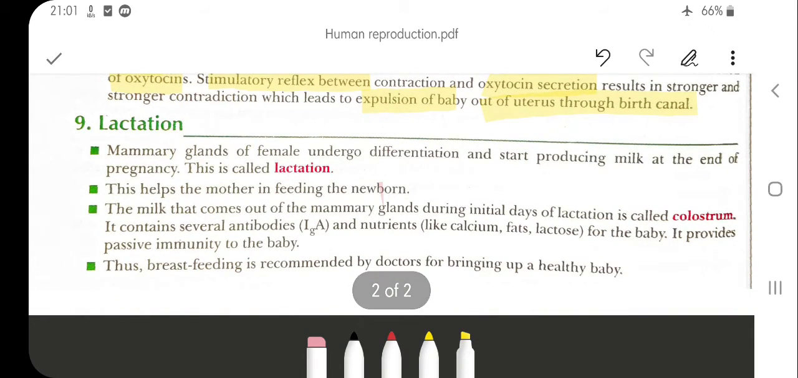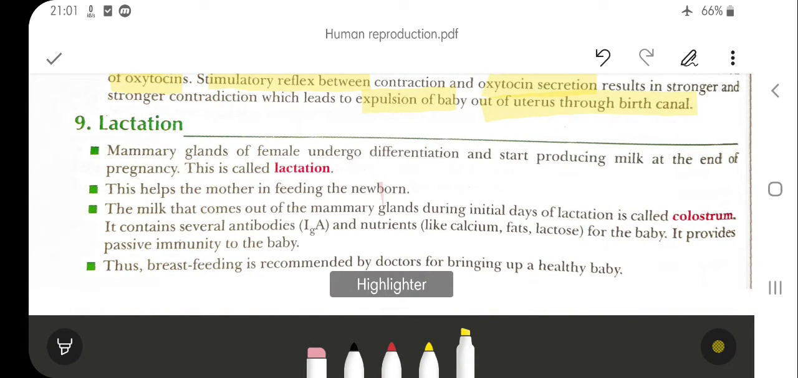The next is lactation. The mammary glands of the female undergo differentiation and start producing milk. When the mammary glands become functional and by the end of the pregnancy start producing milk, the process is known as lactation. This helps the mother in feeding the newborn.